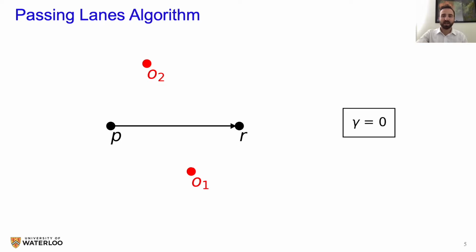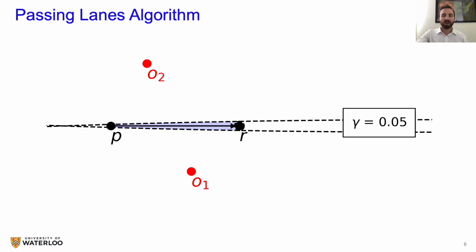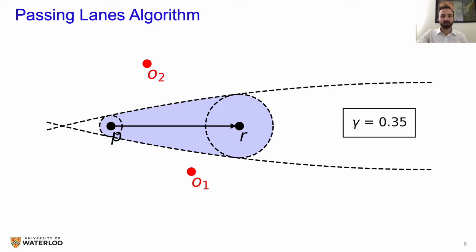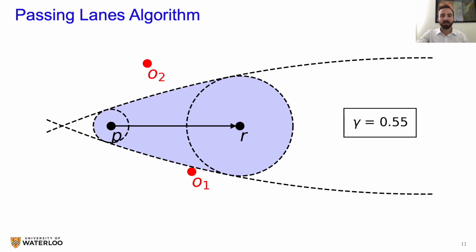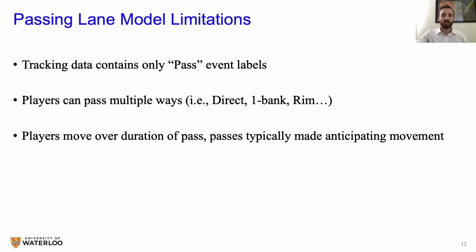The size and shape of the passing lane is determined by a single parameter gamma. To show how the passing lane fits to the locations of players, consider this scenario with a passer, receiver, and 2 opponents. When gamma is 0, the lane is just the direct line between P and R. We grow the value of gamma until it reaches an opponent. In this case, the lane contacts opponent 1. The corresponding value of gamma is then the passing lane value. While a good initial model, there remain several limitations, such as only modeling direct passes and treating players as static objects.